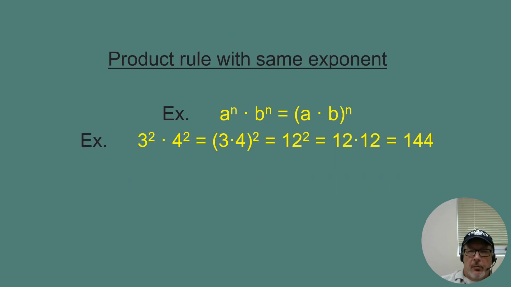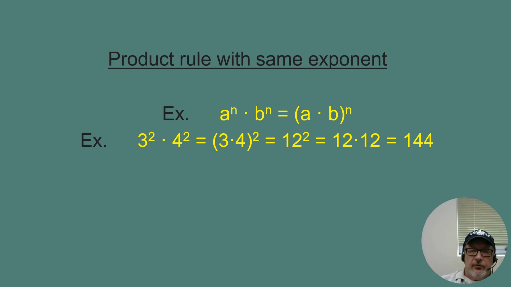How would we multiply two different numbers that were each raised to the same power? In the example using variables at the top here, we see that a raised to the n power multiplied by b raised to the n power can be rewritten as a times b raised to the n power.